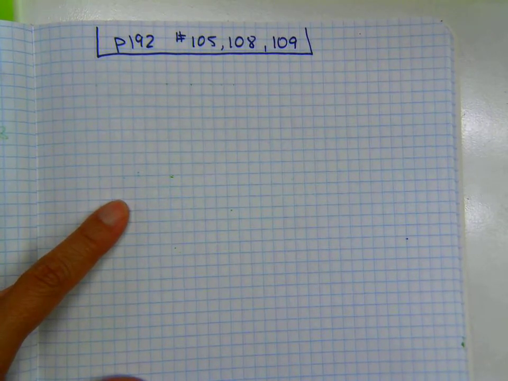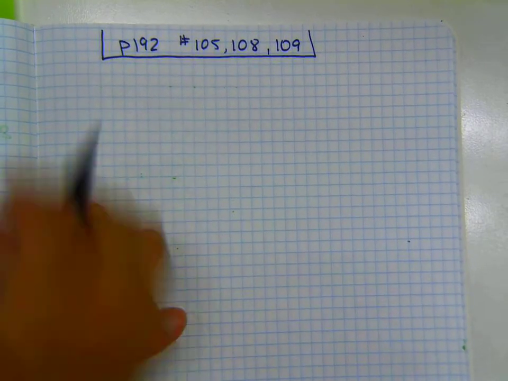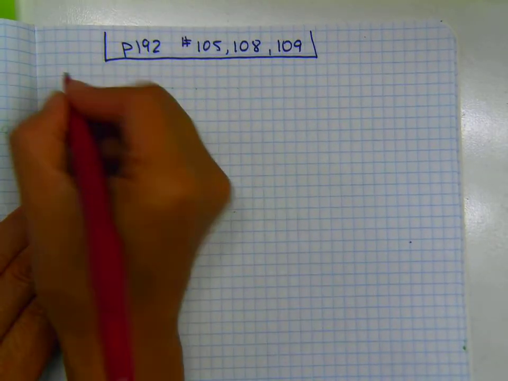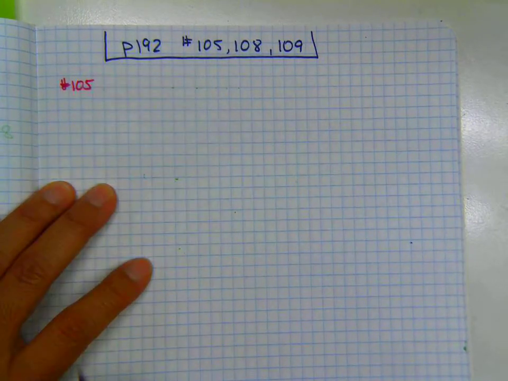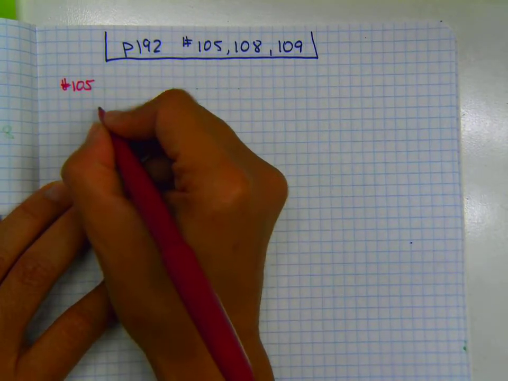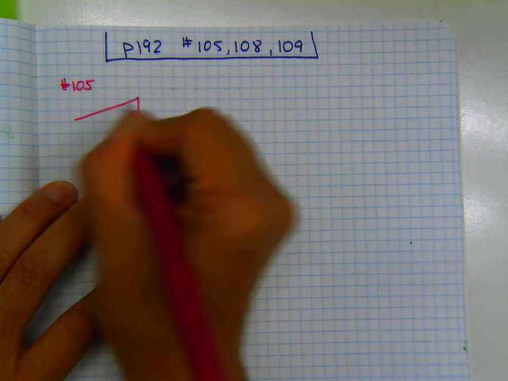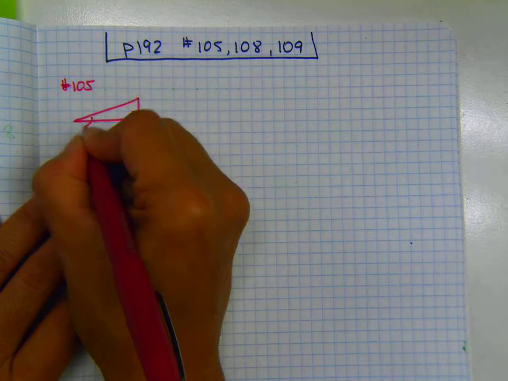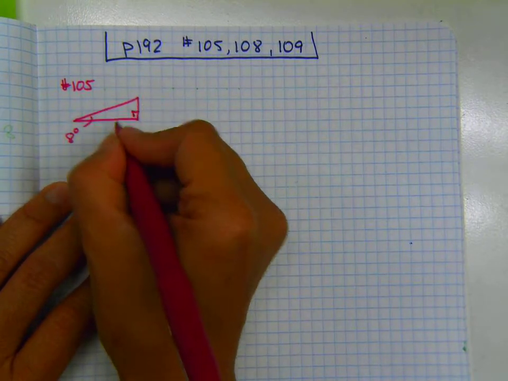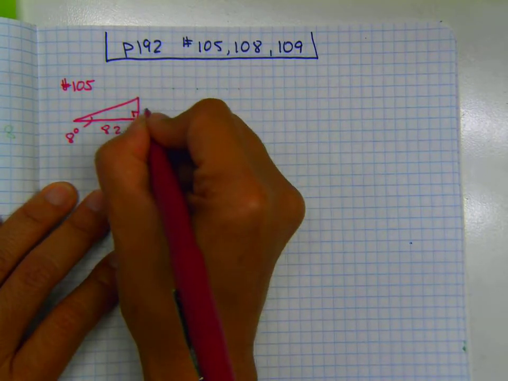All right, let's take a look at the answers. Number 105. They want us to find the length of the missing side using the tangent button. So I have a right triangle, so that's always a good thing. 8 degrees, and this is 82. And they want to know this.